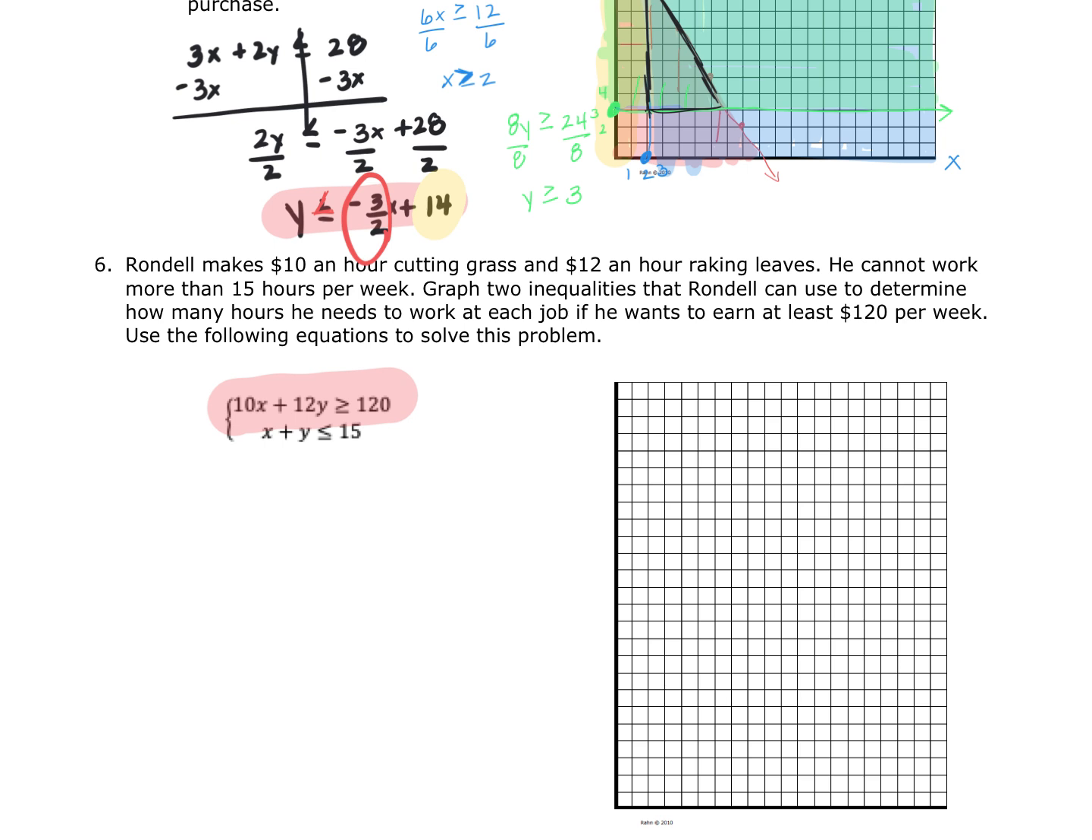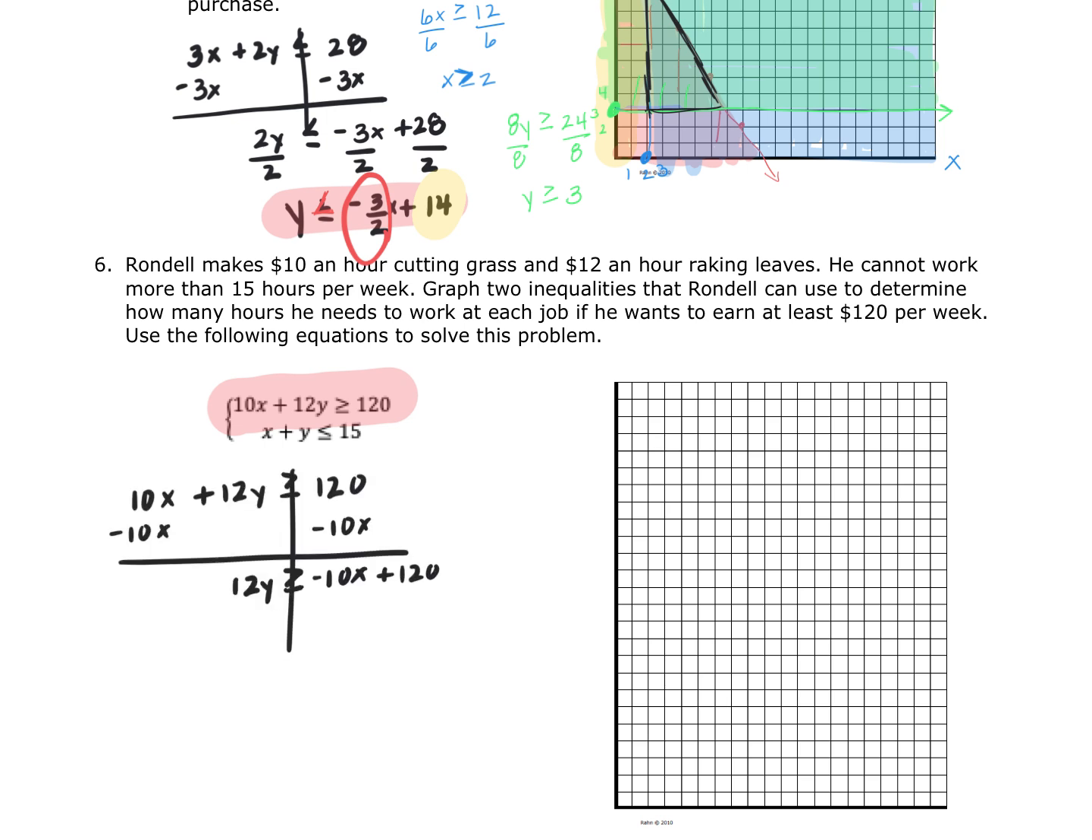I'm going to say 10x, and oops, that is a highlighter. And I'm going to rewrite those just so I have a little bit more room. 10x plus 12y is greater than or equal to 120. Okay, I want my y by itself, so we're going to do it just like we have been doing. I'm going to take 10x away from both of those. I'm left with 12y is greater than or equal to negative 10x plus 120. Remember that 10x is going to come first because it has the x on it. Then I'm going to divide this by 12, and divide this by 12, and divide this by 12.